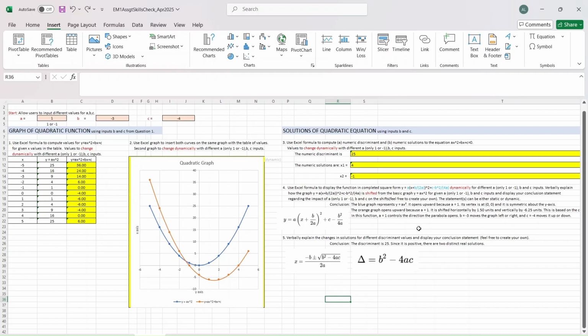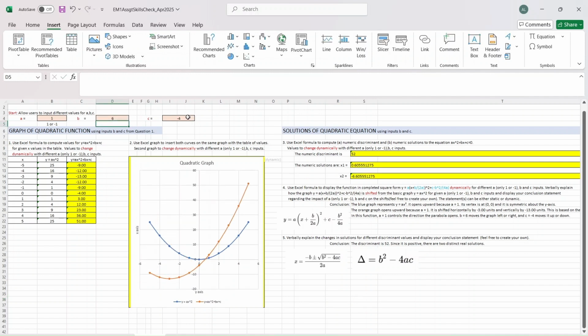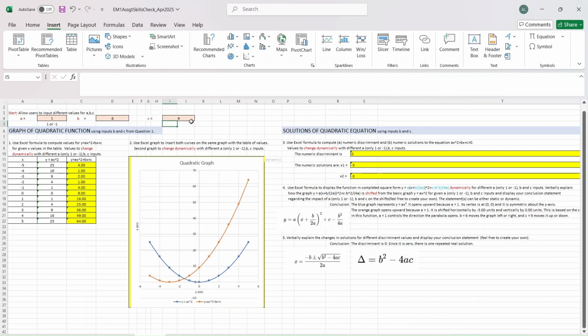Now another example is when a is 1, b is 6, and c is 9. The discriminant is 0. And since it's 0, there is only one repeated real solution as the parabola only touches the x-axis once. That's a repeated root, and the vertex lies on the x-axis.